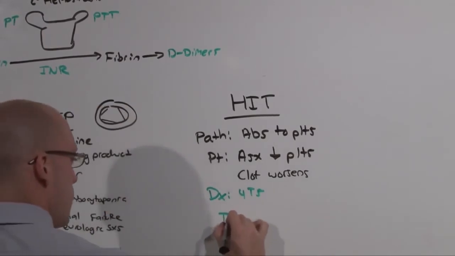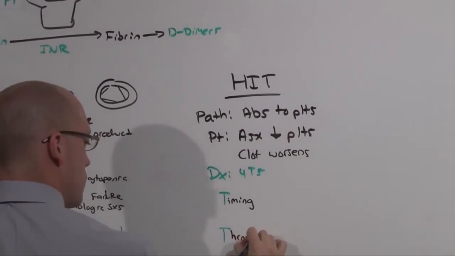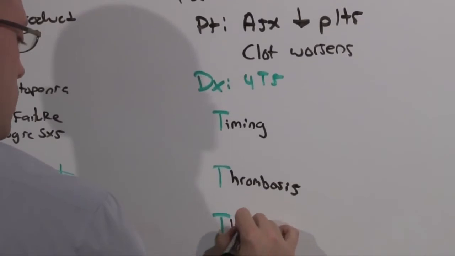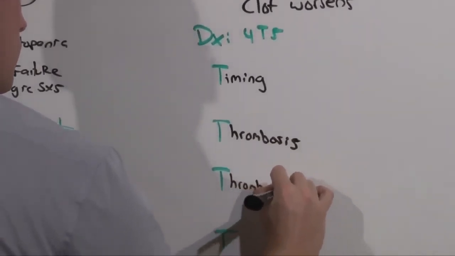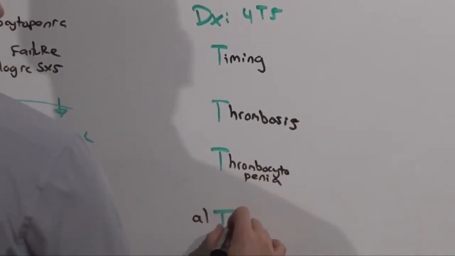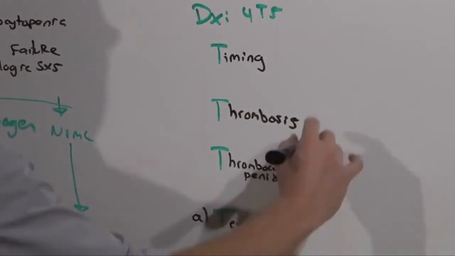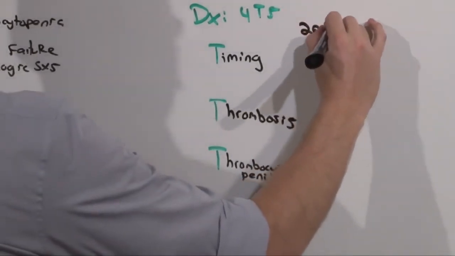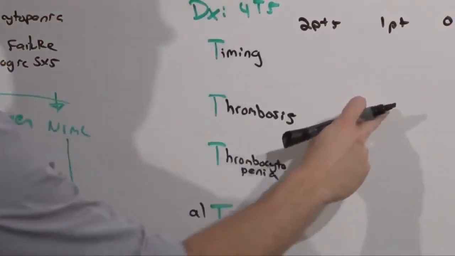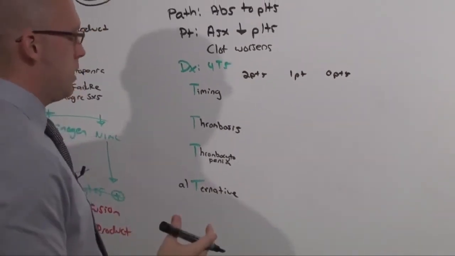That is the timing, the presence of thrombosis, the degree of thrombocytopenia, and whether or not there is an alternative diagnosis. This is not my mnemonic, it just exists. And you get 2 points, 1 point, or 0 points in each section. And then if you have 4 points, just consider it HIT.